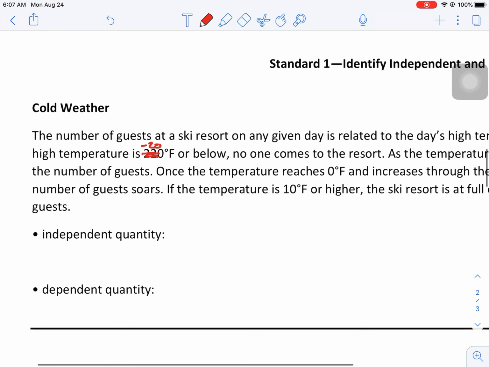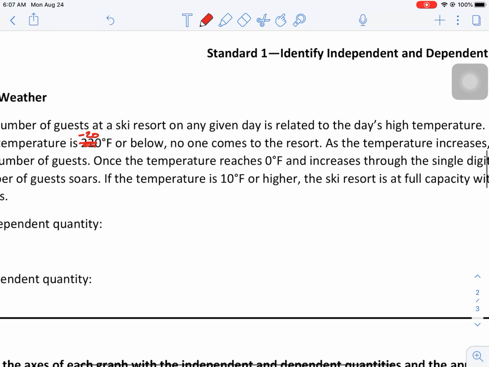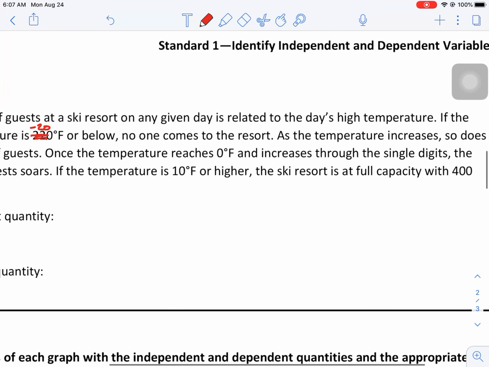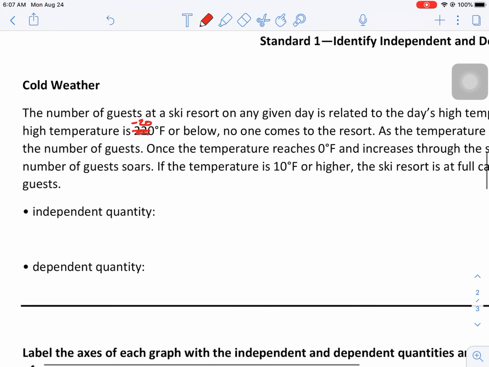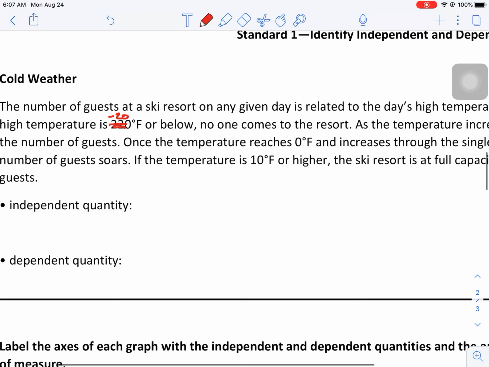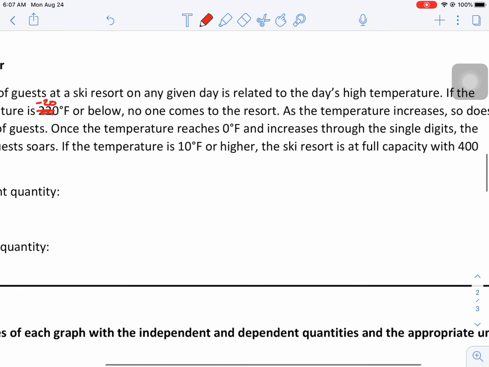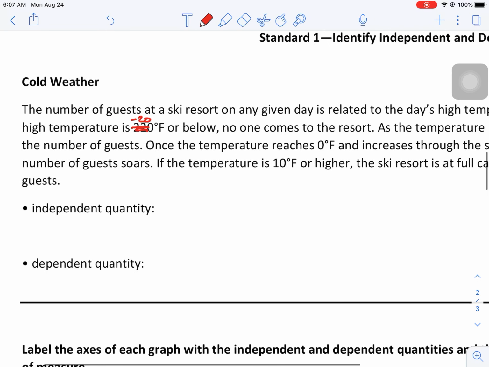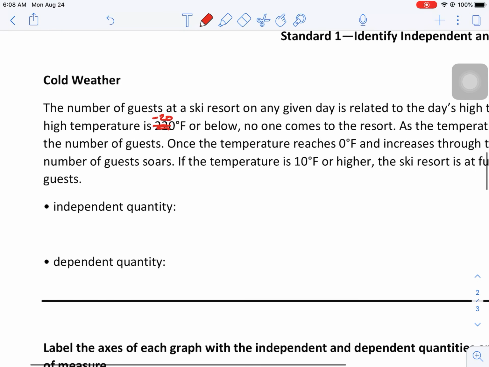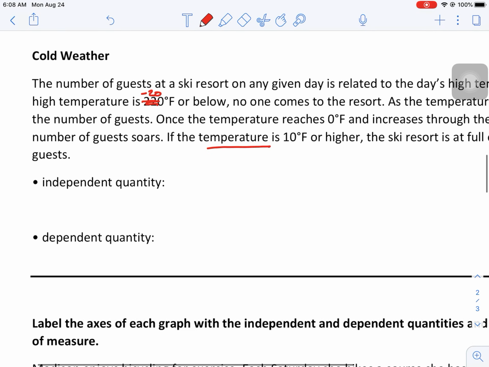As the temperature increases, so does the number of guests. As the temperature reaches 0 Fahrenheit and increases to the single digits, the number of guests soars. If the temperature is 10 degrees or higher, the ski resort is at full capacity with 400 guests. So, our quantities are temperature, and our other quantity is number of guests, right?